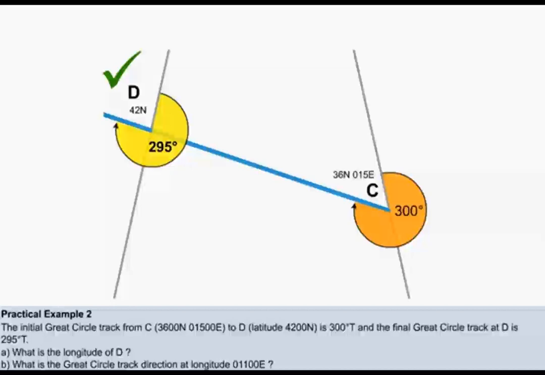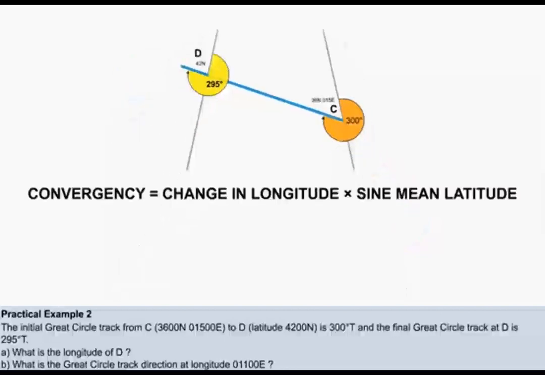If you can't see how to start, then write down the convergency equation and substitute in what you know. The way to solve it then usually becomes obvious. Do we know the value of convergency? Yes, we do. The track angle has changed by 5 degrees. So we can write the convergency as 5 degrees.